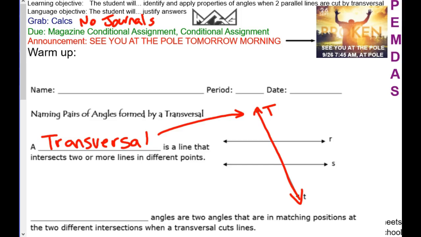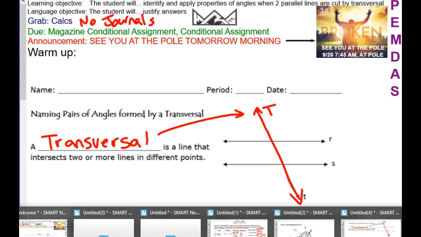So today we are starting Unit 2, and we're going to be talking about parallel lines cut by a transversal. Our objective is to be able to identify and apply the properties of angles when two parallel lines are cut by a transversal. And as you walked in, you should have written down that first vocab word for this unit, and it is transversal.